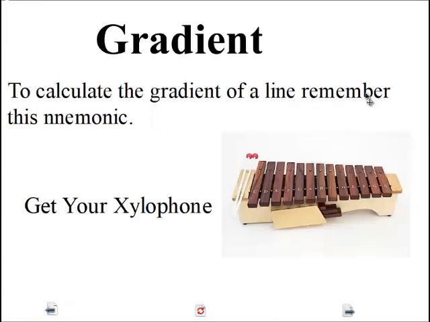Once you've done that, we are going to use a formula to work out the gradient. And here is an aide-memoire and a mnemonic to help you to remember the formula, and that is, to get the gradient, you have to get your xylophone. To work out the gradient, you must get your xylophone. And get your xylophone is just to say that g for gradient is determined by the change in the y coordinates divided by the change in the x coordinates.